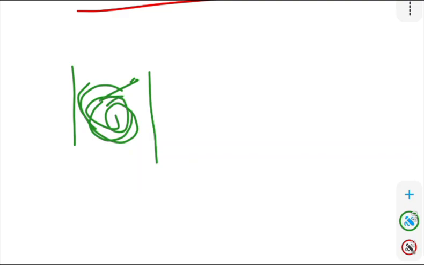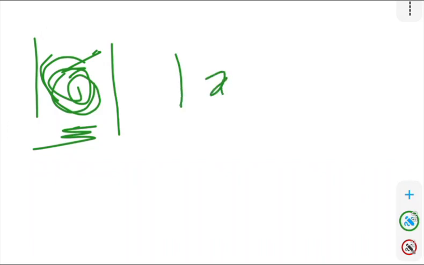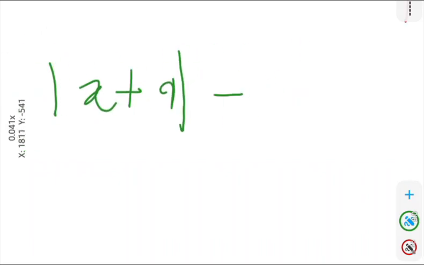Let me take another color. So whenever a value is inside these bars, whatever variable is inside these two bars makes it an absolute value equation. At least one variable compulsorily should be inside these bars. Now let me give you an example: absolute value of x plus 9 equals 2.